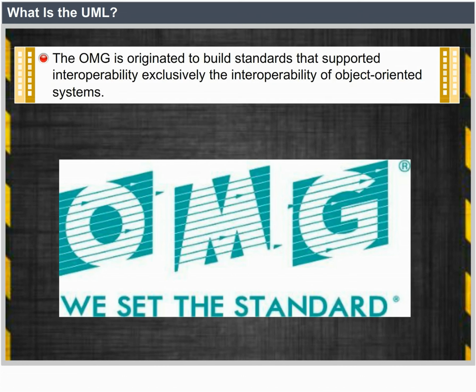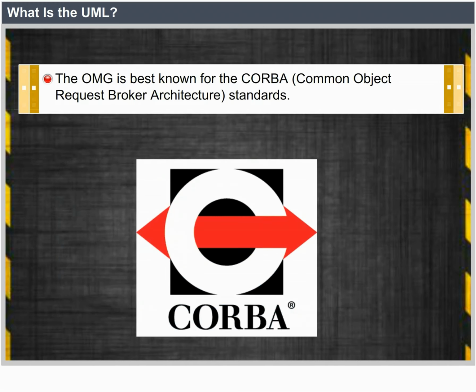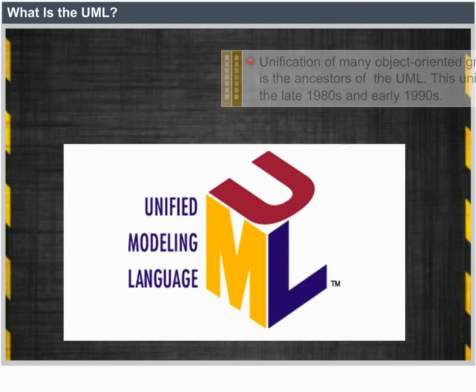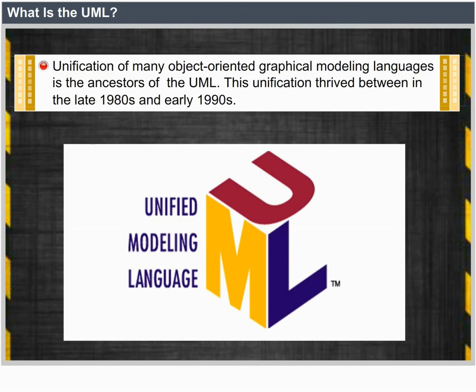The OMG originated to build standards that supported interoperability, exclusively the interoperability of object-oriented systems. The OMG is best known for the CORBA, Common Object Request Broker Architecture standards. The unification of many object-oriented graphical modeling languages gave rise to the UML. This unification thrived between the late 1980s and the early 1990s.